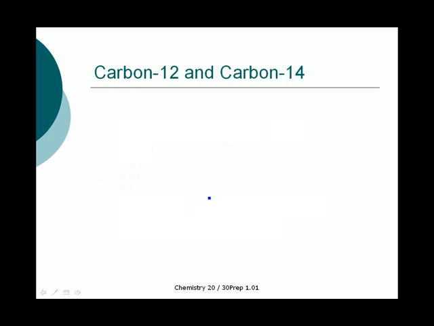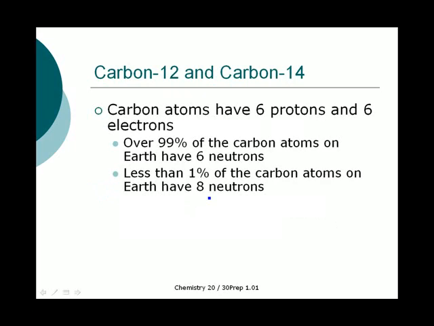An example would be carbon-12 and carbon-14. Both of these atoms are carbon, so both of them will have 6 protons, and both of them will have 6 electrons. On Earth, over 99% of carbon atoms have 6 neutrons. These will be carbon-12 atoms. They have 6 protons, 6 neutrons, so this would be carbon-12.